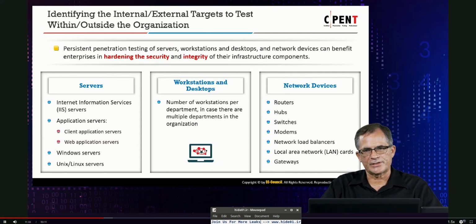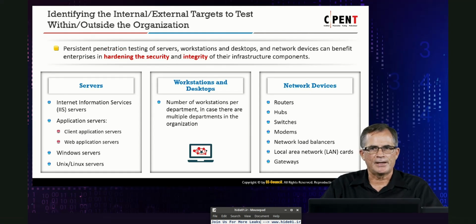The internal and external targets to test. Different things we can do within the organization: we can test the servers. We can look at IIS, application servers, Windows servers, Unix, Linux servers, whatever the servers are. The workstations and desktops. We can test the devices, the routers, the switches, the modems, whatever you have on the network. We want to identify what we're testing.